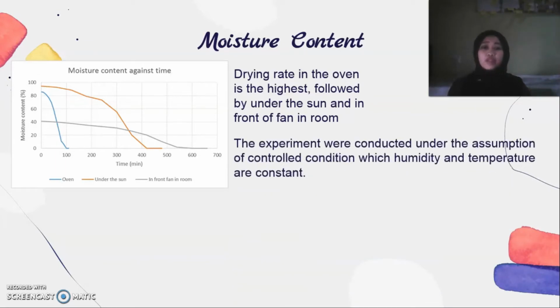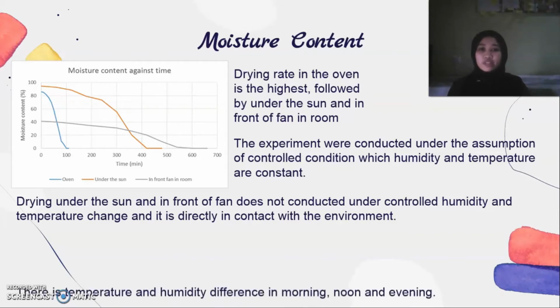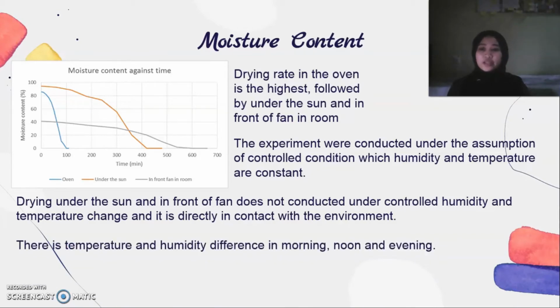The experiment was conducted under the assumption of controlled conditions, in which humidity and temperature are constant. However, drying under the sun and in front of the fan is not conducted under controlled humidity and temperature, and it is directly in contact with the environment. There is also a temperature and humidity difference in the morning, noon, and evening. Despite that, the fruits were dried successfully.